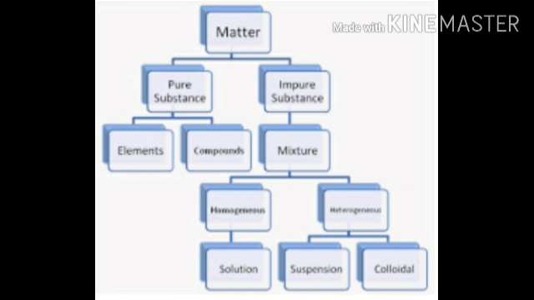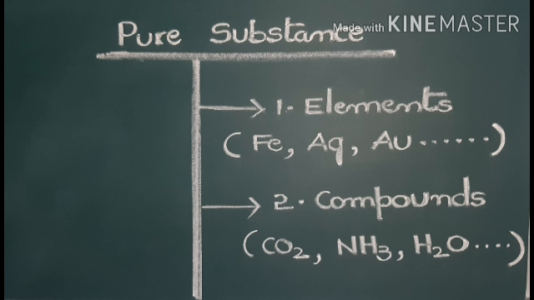We all know that matter can be divided into two types. One is pure substance, the other is impure substance. Again, pure can be classified into elements and compounds. And a mixture is the important example of impure substance. Further, a mixture can be divided into homogeneous and heterogeneous. Solution is the best example of homogeneous, and suspension and colloidal particles are the best examples of heterogeneous.